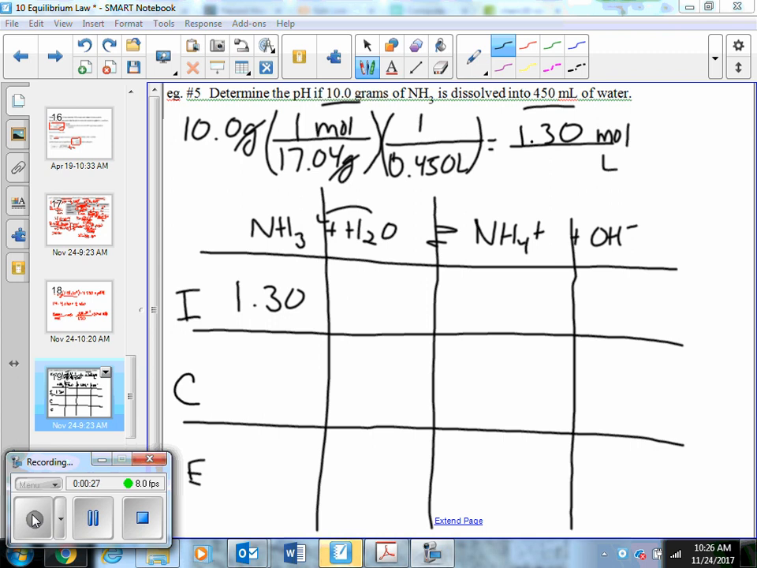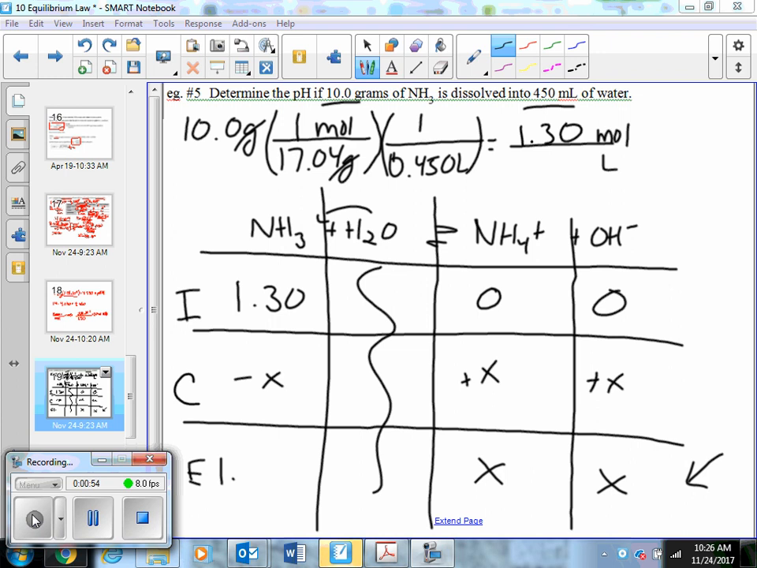The conjugate acid that we form is the ammonium ion, and then we produce hydroxide, so we can assume they'll start at 0. We don't have to include water in our ice table. And we're looking for the pH, so I'm going to have to find the hydroxide concentration first to give me the pOH, and then I can use that to solve for the pH. So if these increase by X amount, this decreases by X amount, and we get 1.30 minus X at equilibrium.